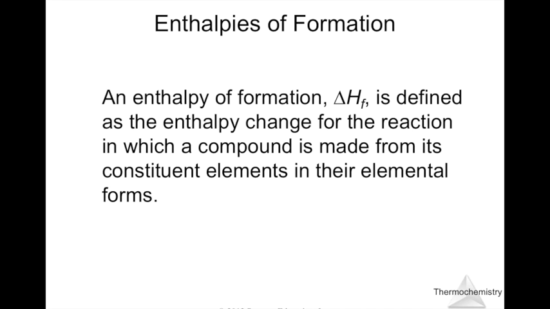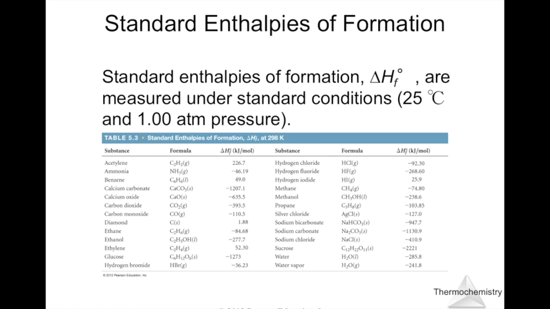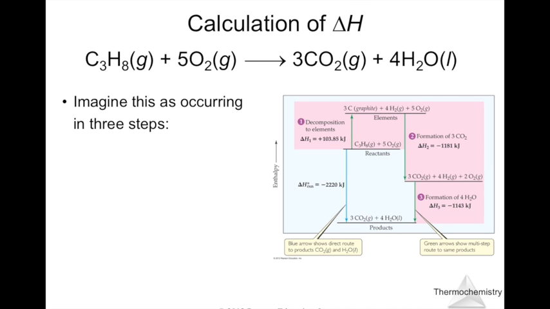If you're talking about the enthalpy of formation, it's the enthalpy change for the reaction when a compound is actually made from its constituent elements. So that'll be delta HF for formation, from their elemental forms. And we often talk about standard enthalpies of formation. Standard is denoted with this superscript 0. So this is the change in the standard enthalpy of formation. These are things that are measured under standard conditions, which is 25 degrees C, 1 atmosphere pressure, and usually we talk about 1 mole of reactant.